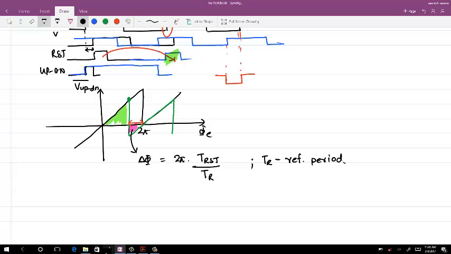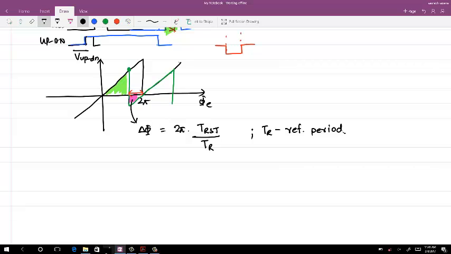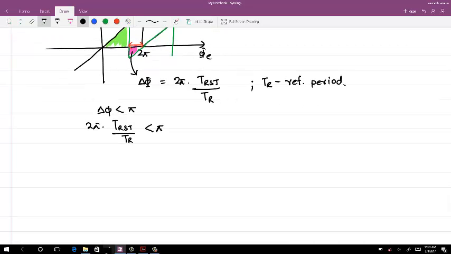Half the T ref. So I'm just writing that as an equation: the delta phi should be less than pi, right? That's the equation I will use, so that you have 2 pi T reset by TR less than pi. So 1 by TR is less than 1 by 2 T reset. This is nothing but your reference frequency. So the operating frequency of the PFD is getting limited by the reset time which you're having in this particular PFD.